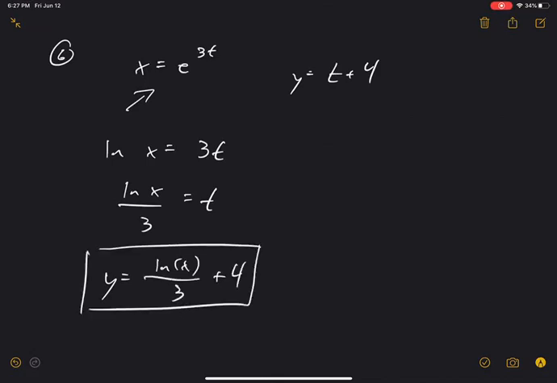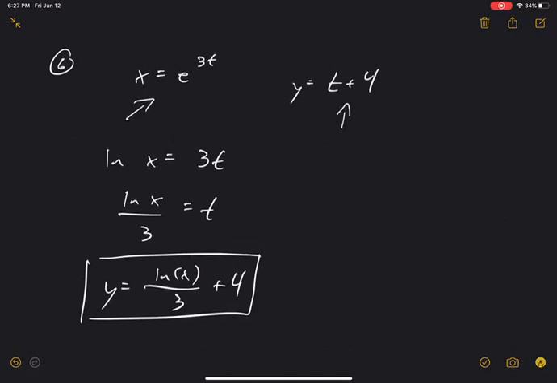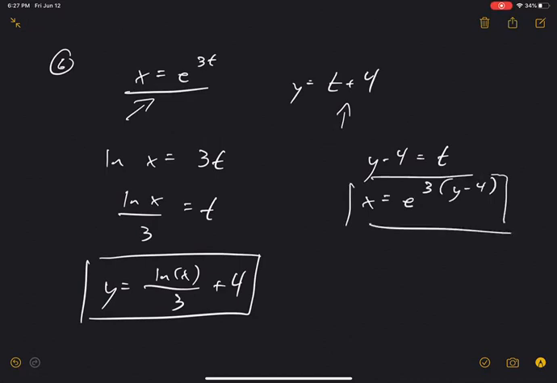Okay, so that's one solution. Now let's do it the other way. What if I had solved for t in this equation? I would get y minus 4 equals t. I plug that into this equation, and I get x equals e to the 3 times (y minus 4). And then that would be a solution as well. Either one of these is acceptable. These would both be marked correct, and they look pretty different, but they're really equivalent.